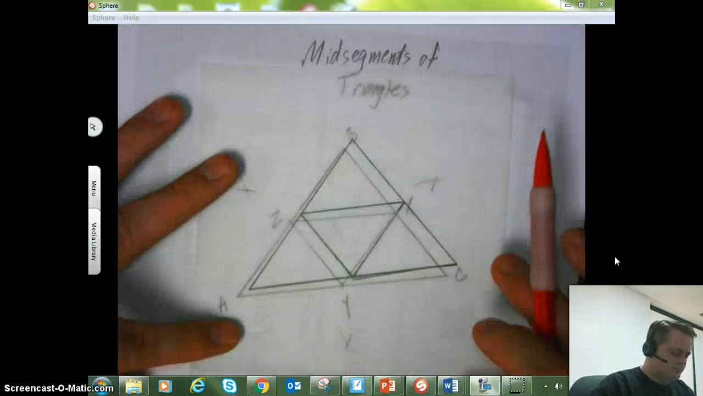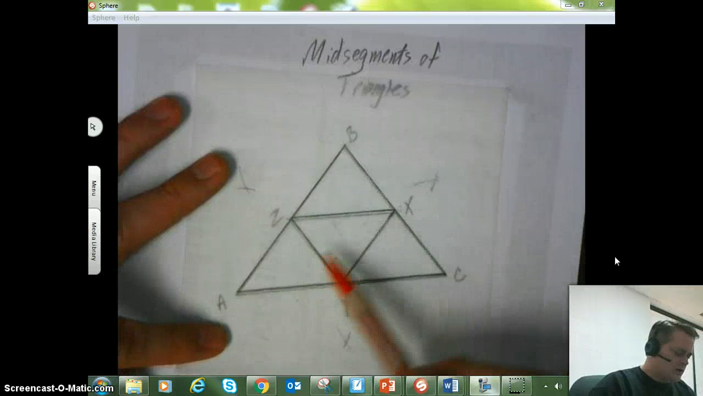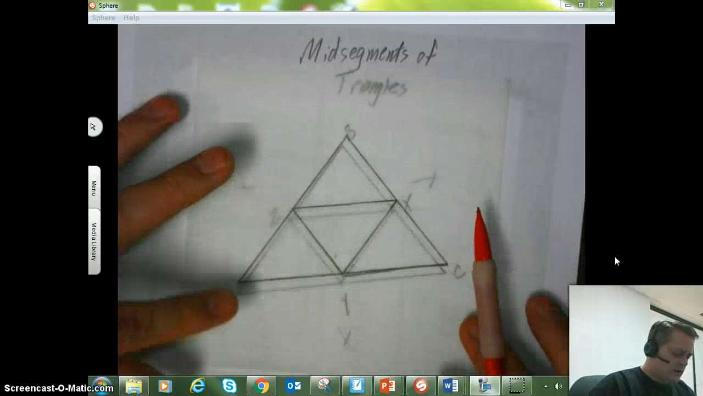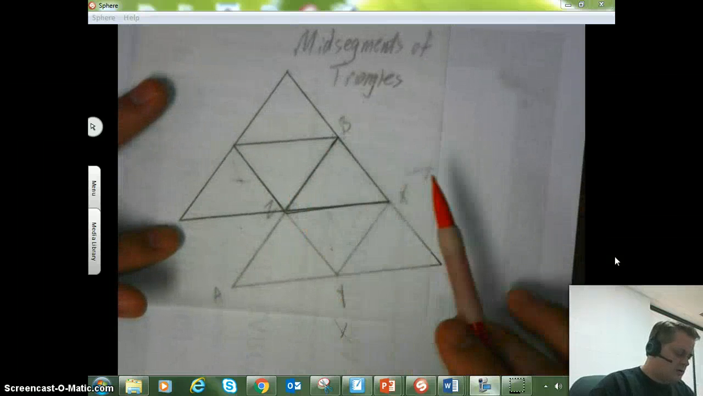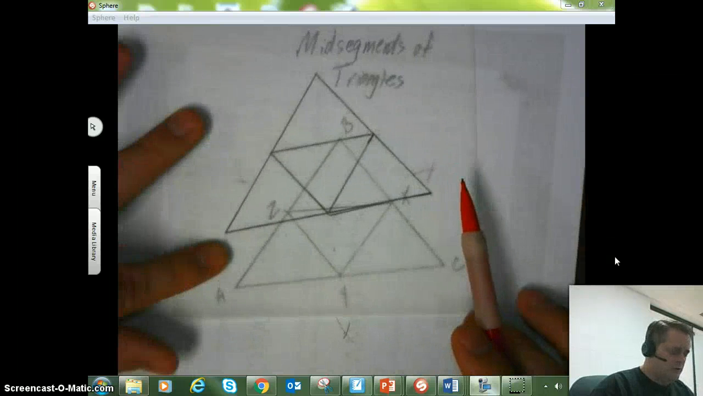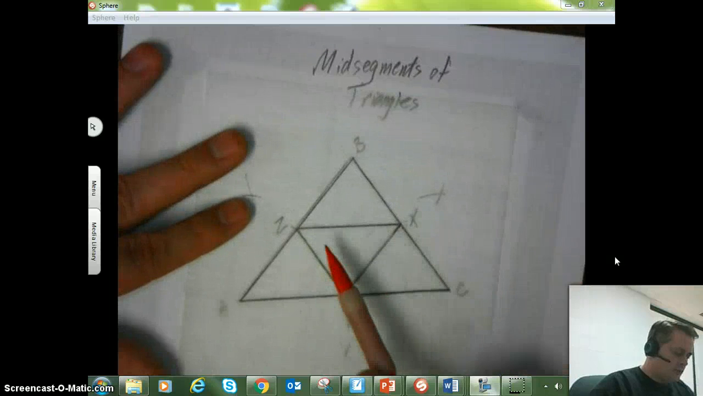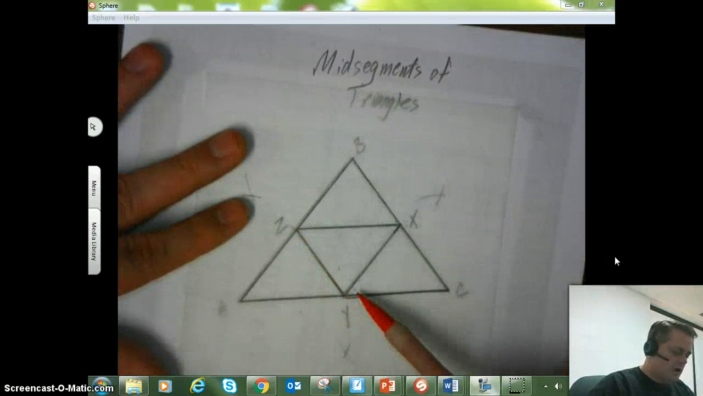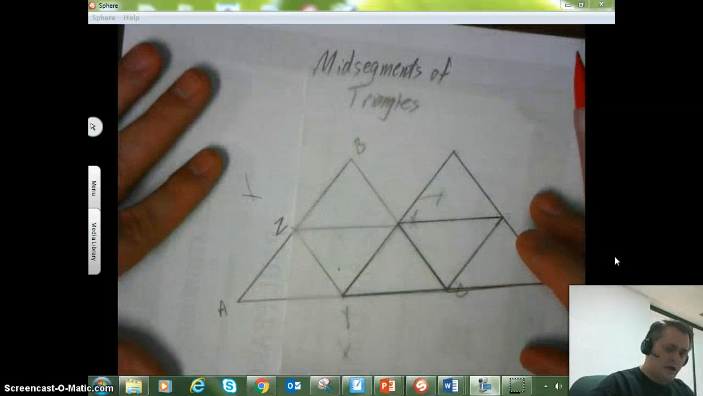Was that true for all of them? Well, let's take a look at XY again. XY is parallel to AB. If I take that here, I can see it's going to take one segment and two segments again. And it will work for the third one also. The last one we would have to look at would be ZY being parallel to BC. So 1 and 2.